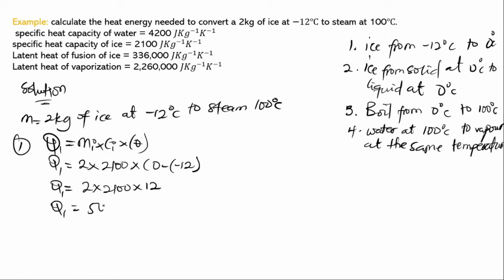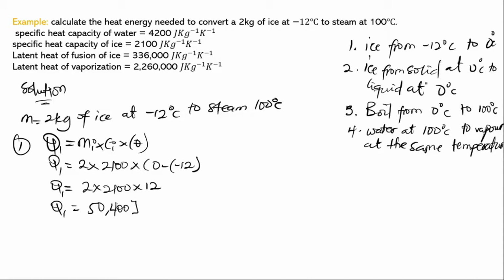A total sum of heat energy of 50,400 joules. Okay, so this is for the first aspect of the calculation. Now, the second aspect of the calculation is that we have to convert the ice from the solid state at 0 degrees Celsius to a liquid state at the same temperature. So we can see that we are converting from solid to liquid.